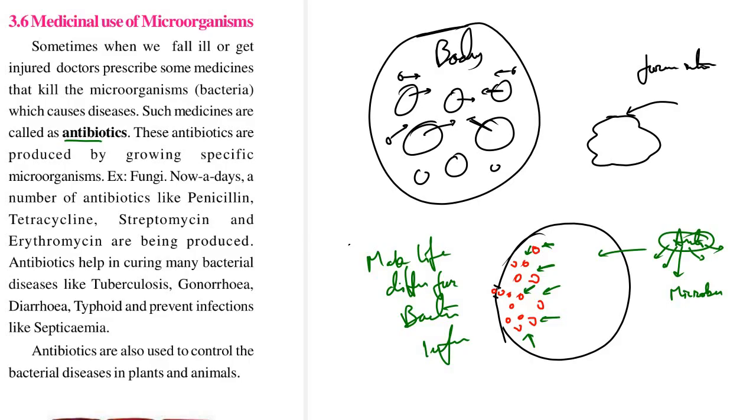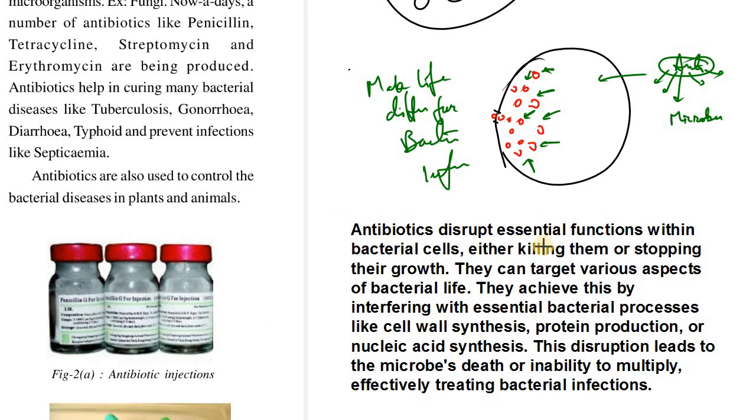How do you think this happens? Now here I have written it over here, the overall summary. Effectively, we are talking about bacteria, right? What's that? A single cell. Think of it. Now we have to affect the cell's function. And how do we do that? Effectively, these microbes, which are part of antibiotics, disrupt the essential functions within the bacterial cell, either killing them or stopping their growth. Now, what do they do? They effectively target various aspects of bacterial life. And how do they do that?